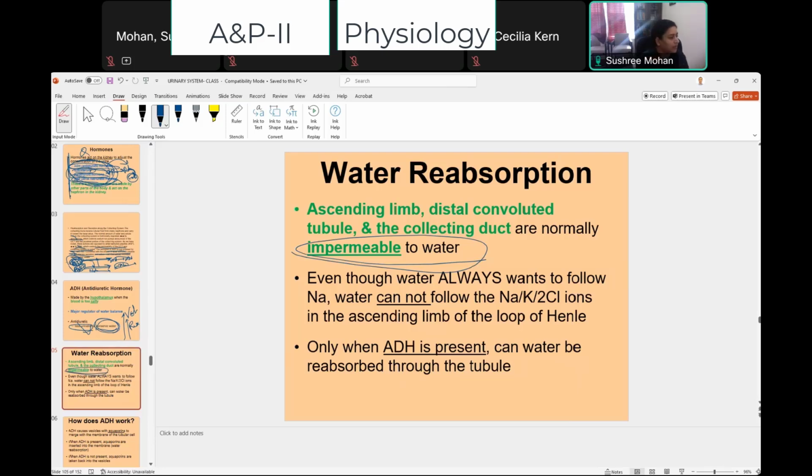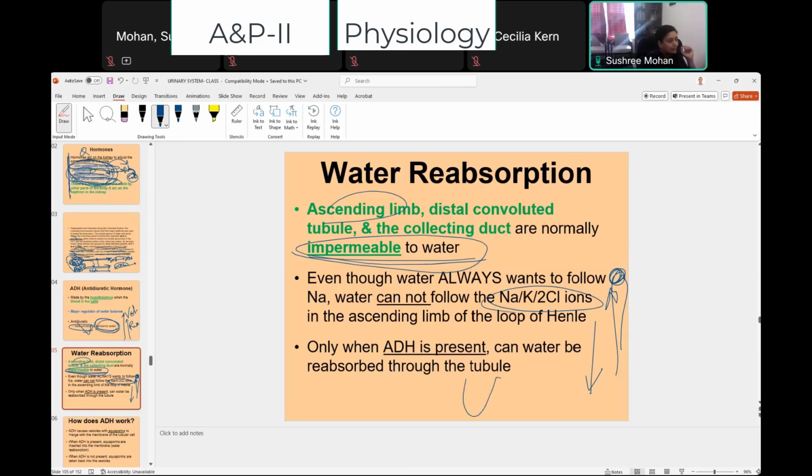Water reabsorption: the ascending limb, DCT, and collecting duct are all impermeable to water. Only the descending limb is freely permeable to water. But the ascending limb, the distal convoluted tubule and the collecting duct, they're all impermeable to water. Even though water always wants to follow the sodium, water cannot follow. When the sodium-potassium symporter is acting, they're going hand in hand, but water cannot follow them.